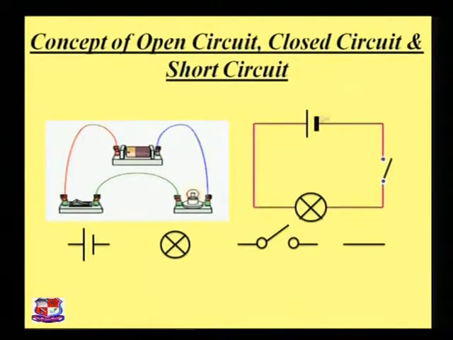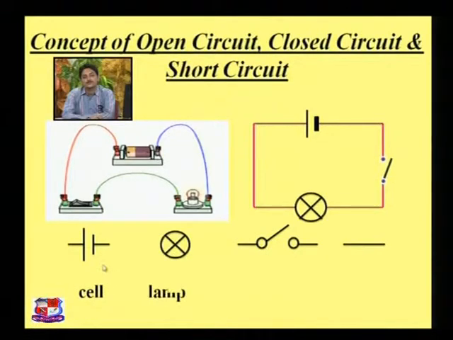We represent the components with symbols: a battery, a bulb, and a switch. So here is a cell, a lamp or bulb, a switch, and the wires. These are all the wires which directly make the circuit complete.